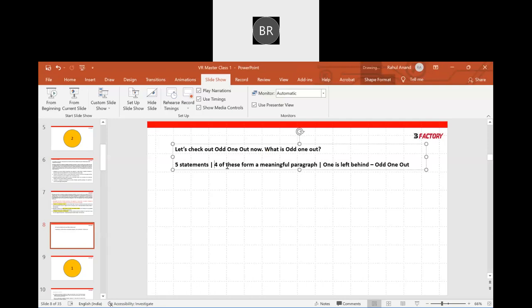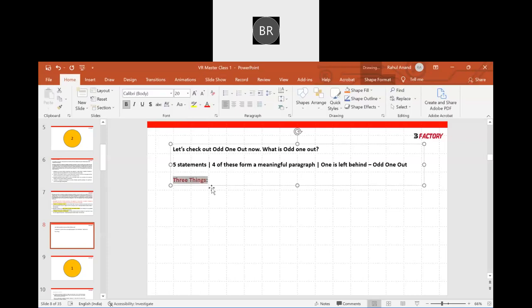Out of 5 statements, 4 form a meaningful paragraph, and 1 is left behind, and that is what we call the odd one out. Right? Now this is fine, right? This is something we all understand. Now I'll share with you the fast solving psychology, how to master this topic. Okay. See, there are 3 things which I'll talk about. Again, as I said in the last case, main point or theme wali cheez. It's not that one is right, other is wrong. Just the different things which are good to keep in mind while attempting this topic. 3 things to keep in mind.